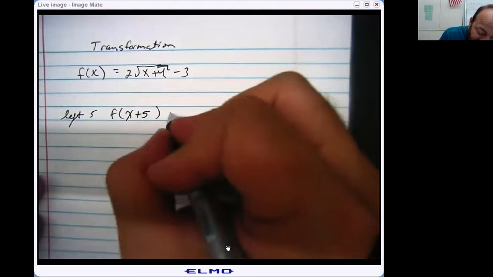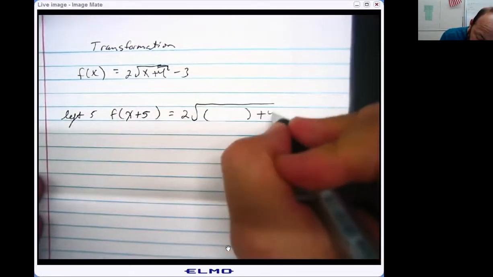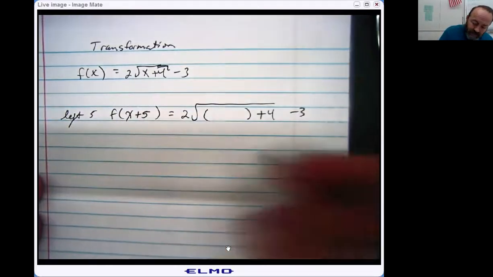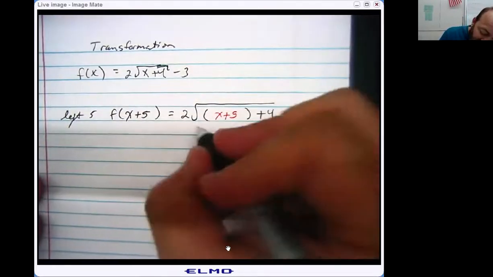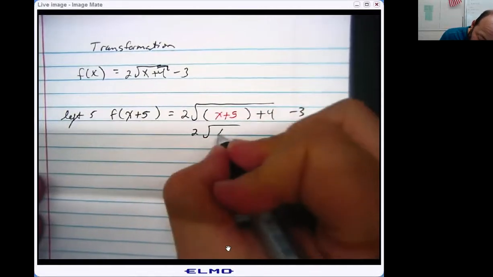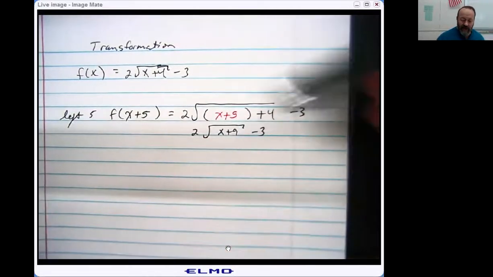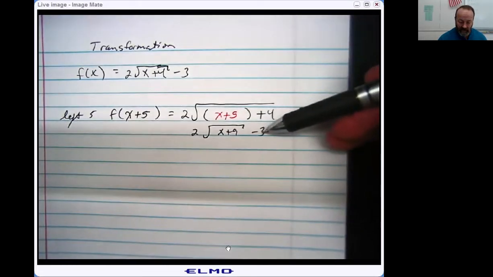So f of x plus 5 literally says go in, take that original x that I had in my story. Notice I wrote f of x as it was, but let's replace x with x plus 5. And that created the new equation, x plus 9 minus 3. That would have taken this parent function and moved it to the left 5.